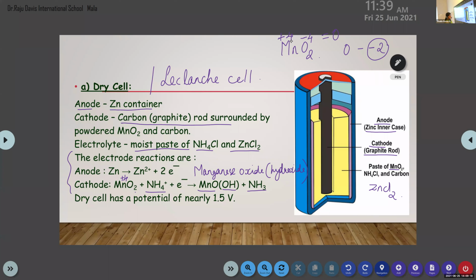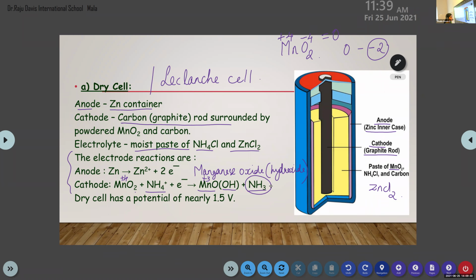So here it is +4, and in the case of MnOOH, here it is +3. So that means the oxidation state reduces, right? That means a reduction reaction takes place here. Then one product that is formed is ammonia, right?